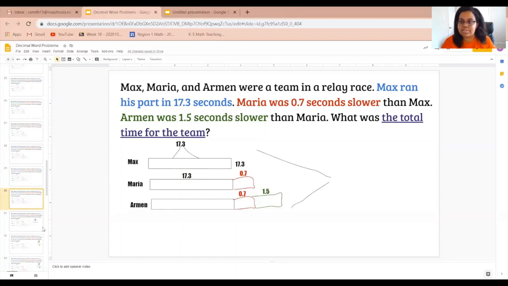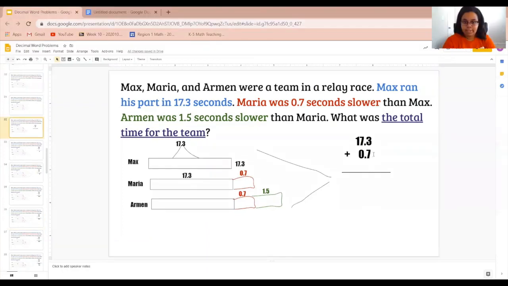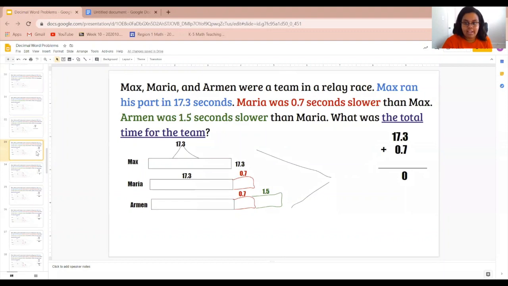And remember, we're using the standard method today. So I'm going to write down my problem, and you can write down yours. Starting in my tenths place, I know that 3/10 plus 7/10 is 10/10. I can rename 10/10 as 1 whole, or 1. So to do that, I'm going to put a 0 in my tenths place, and I'm going to move that 10/10, or 1 whole, over to the ones column.